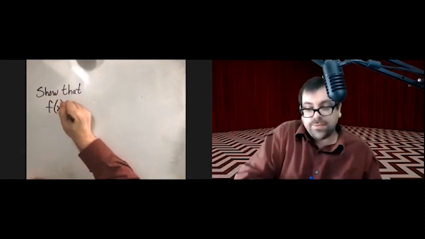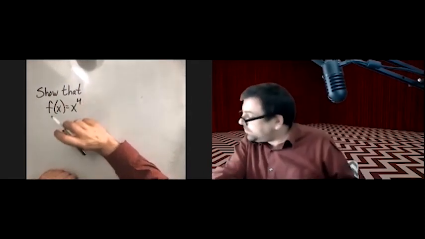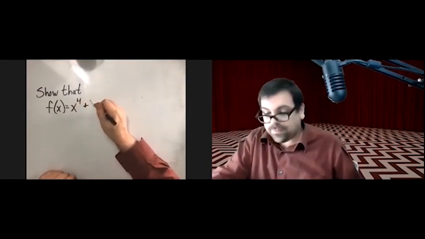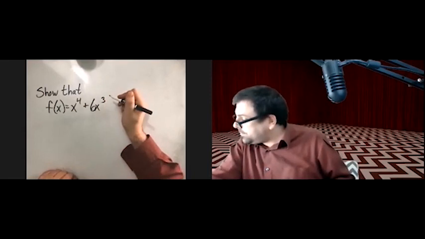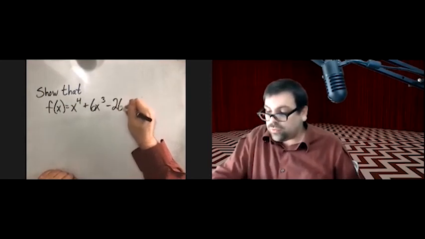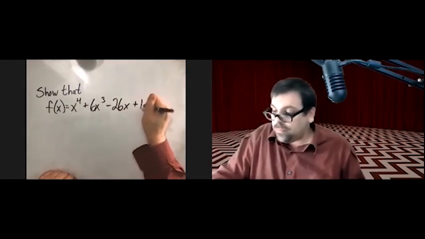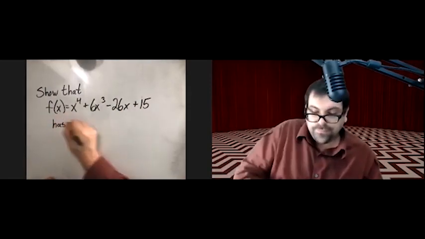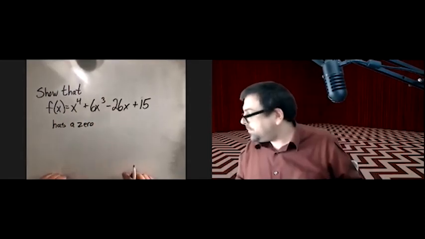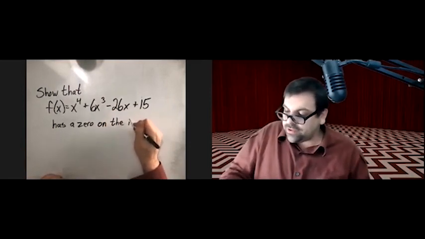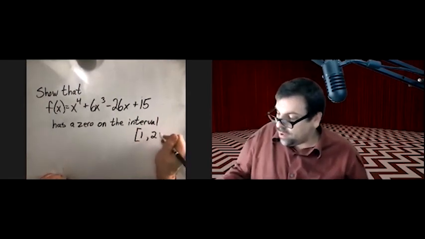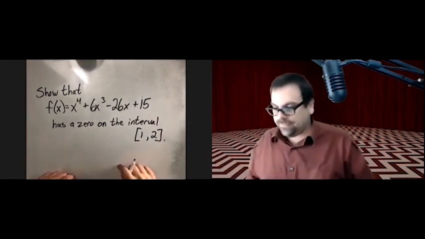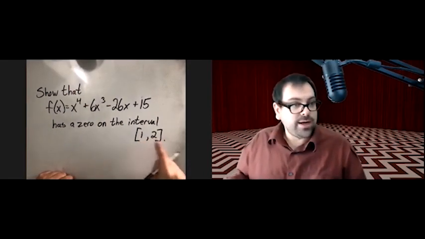Show that f of x equals x to the fourth plus 6x cubed minus 26x plus 15 has a 0 on the interval from 1 to 2. So there's A and there's B, 1 and 2.